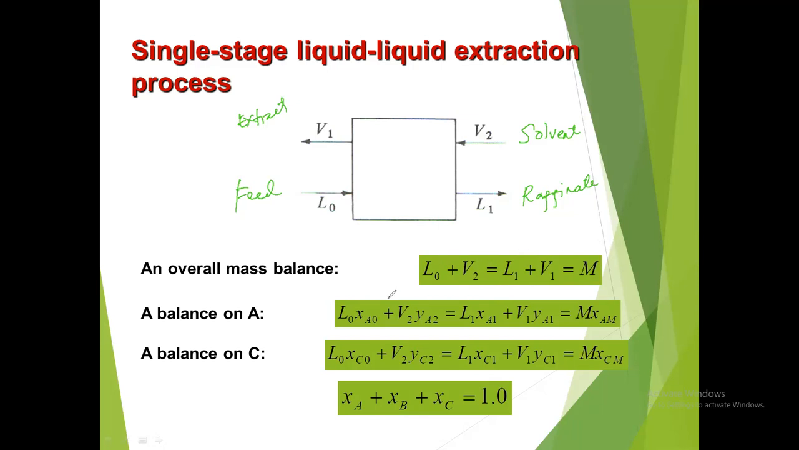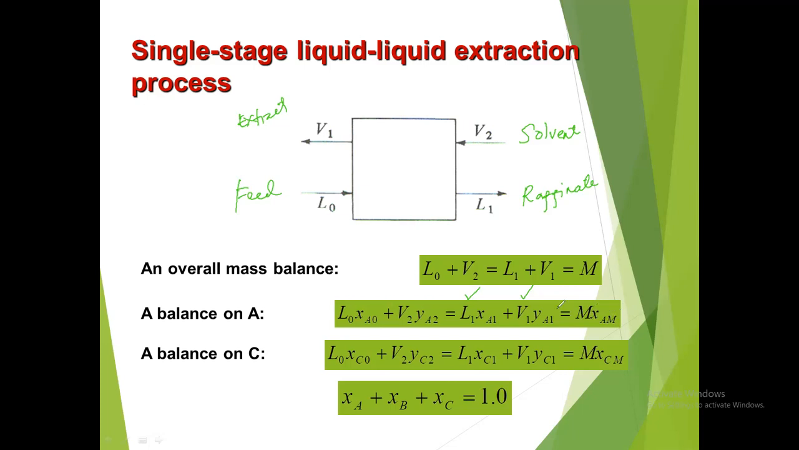You copy the phases and then you just multiply each of the phases with the corresponding mass fraction. So you have here X for the L's and Y for the V, and then the corresponding number following the subscript representing the basis that was used in the solute balance. So you have A0, A2, A1, and here also A1, in the case of the L1, which is raffinate, and V1, which is extract.